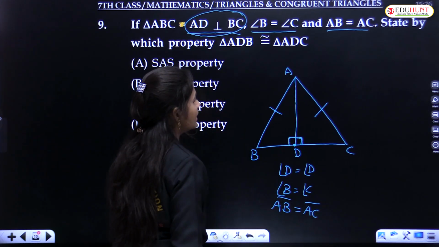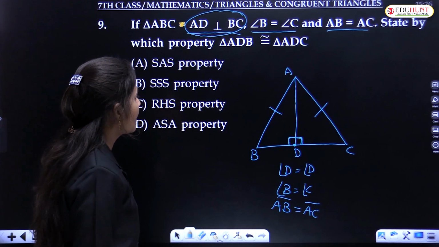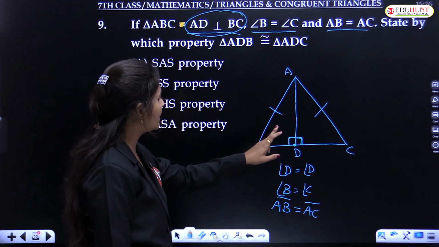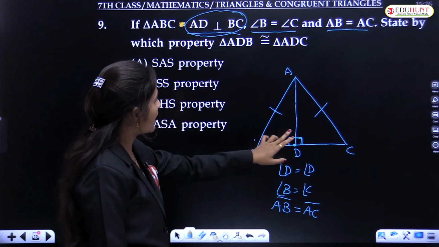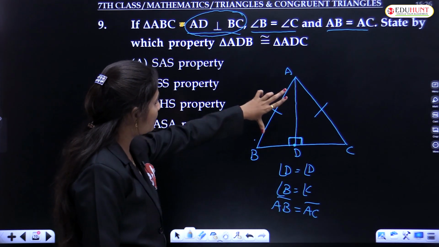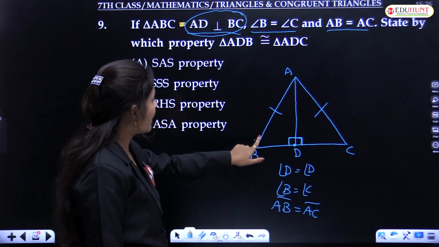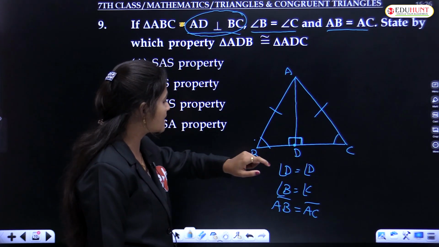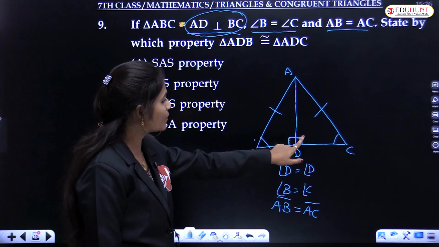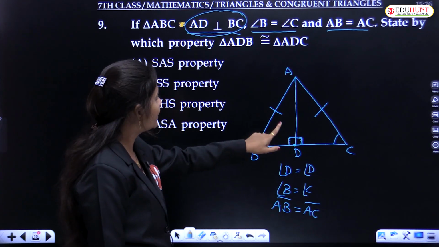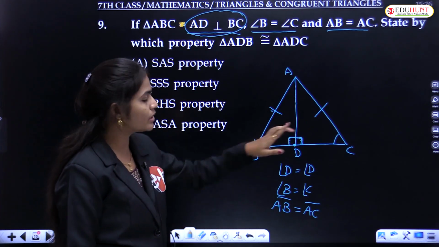So, this is related to which axiom here? Angle D equals angle D. Angle B equals angle C. And here AB equals AC. So, here they are saying that angle B equals angle C. Next, angle D equals angle D, and here AB equals AC.